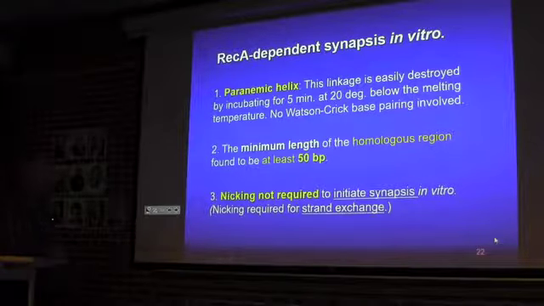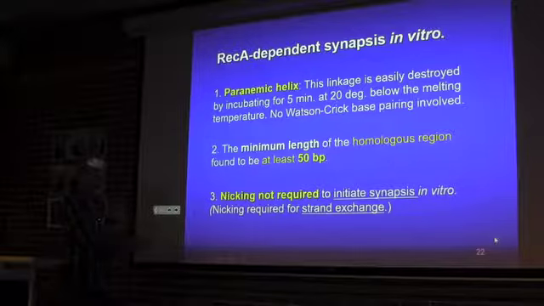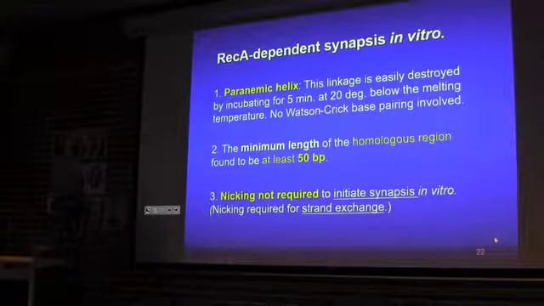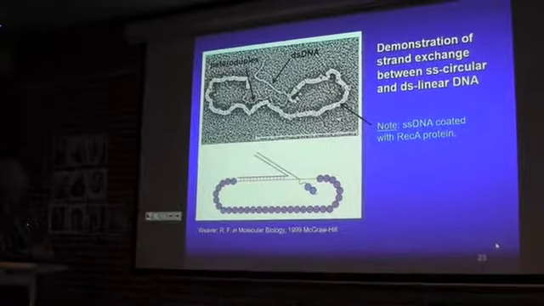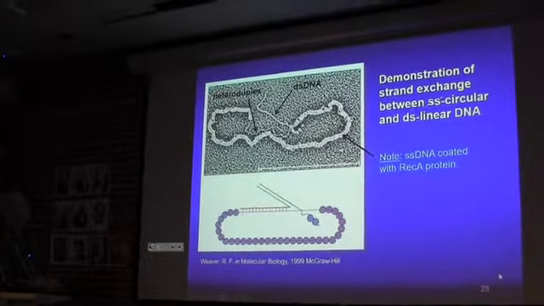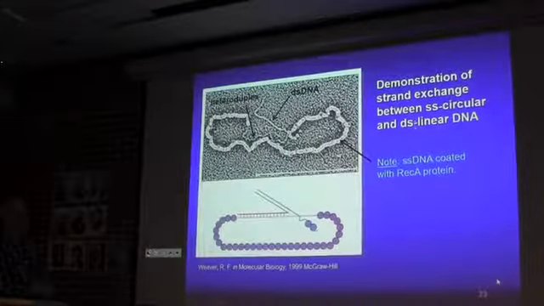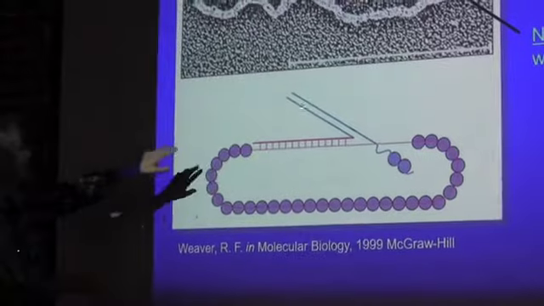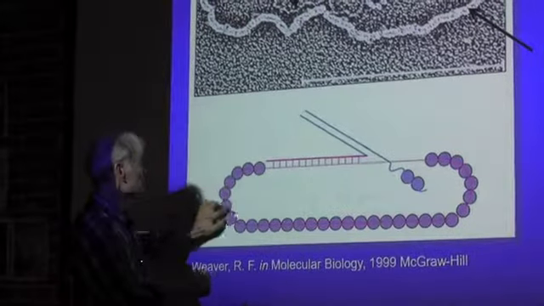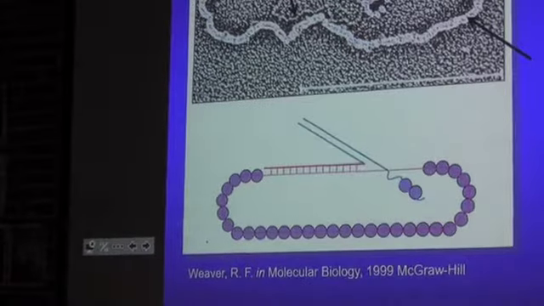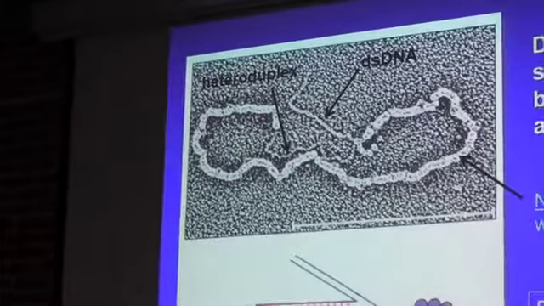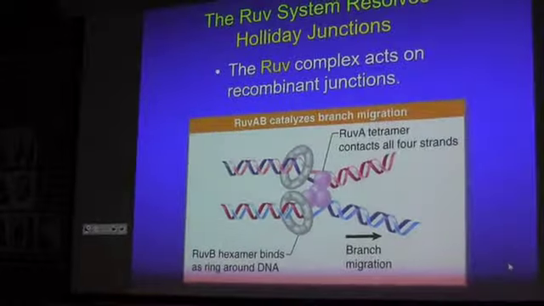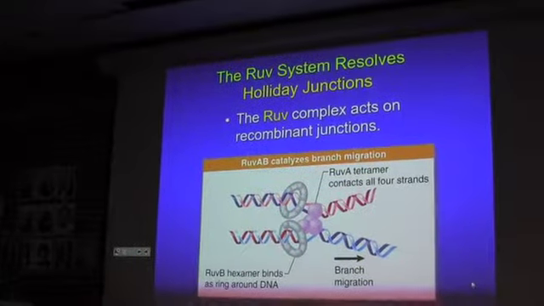Nicking, is it required to initiate synapsis? It is not required to initiate synapsis, but for actual strand exchange, you're going to have a 3' end. Here you see strand exchange between single strand circular and double strand linear. Here's a double strand linear invading a single strand plasmid. This can happen in vitro. Okay, so that's the end of RecA. Not a whole lot left here.